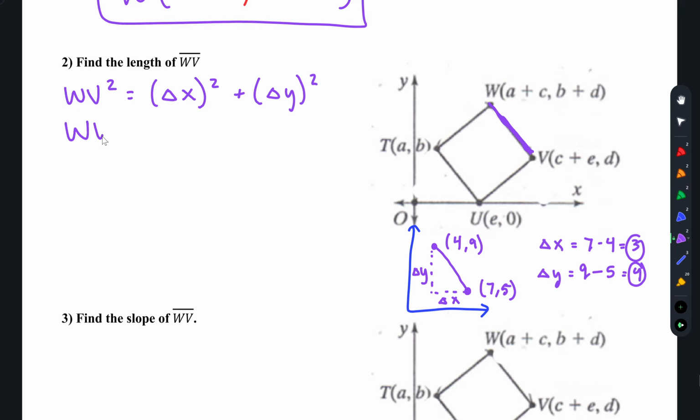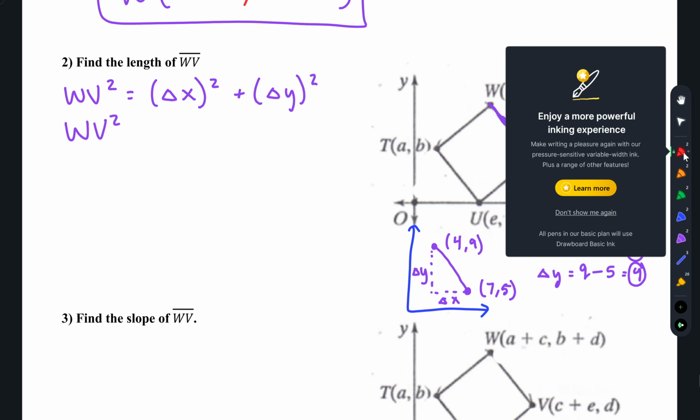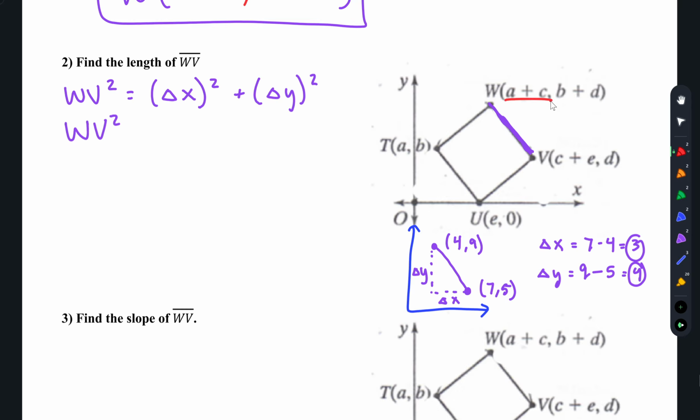So, starting with the x values, here are my x values: a plus c and c plus e. I want the bigger one. If I'm thinking about a number line, the bigger one is always on the right. So I want c plus e minus the smaller one, a plus c.